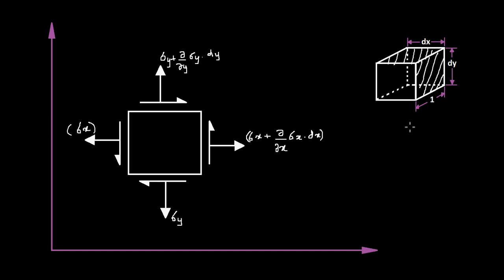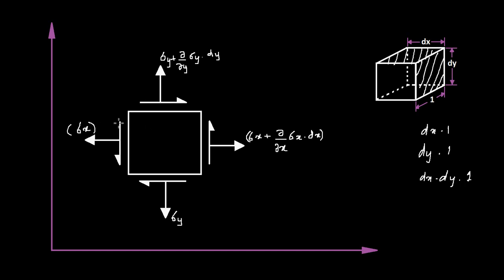So the two areas in question in this case are dx times 1, which represents the top side and the bottom side, and also you have the right side and the left side, which are dy times 1, and the volume of the body is dx times dy times 1.